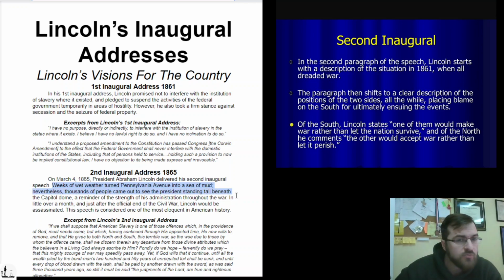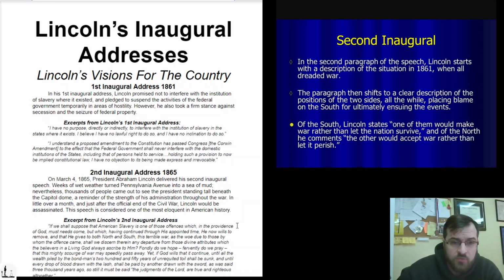Nevertheless, thousands of people came out to see the president standing tall behind the Capitol dome, a reminder of the strength of his administration throughout the war. In a little over a month, and just after the official end of the Civil War, Lincoln was going to be assassinated. And this speech is considered one of the most eloquent, well said in American history. So here's a little excerpt of Lincoln's second inaugural address.